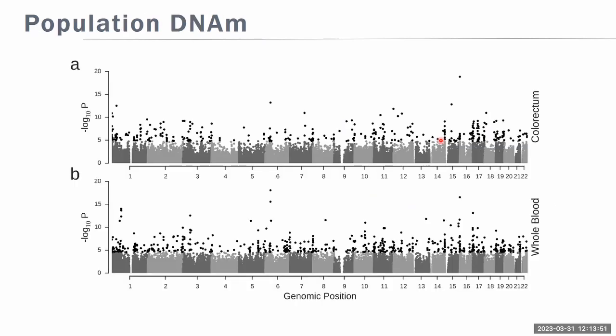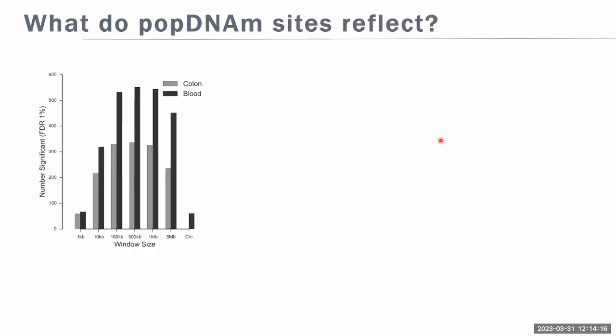And we do find quite a lot of DNA methylation sites across the whole genome, which do show differential methylation based on this local ancestral genotype. So the question is, what does it represent? And how many do we actually find?